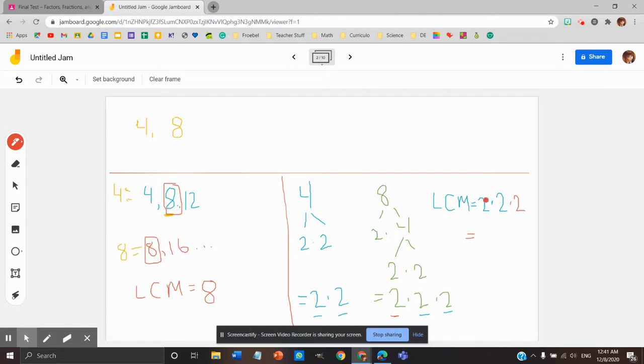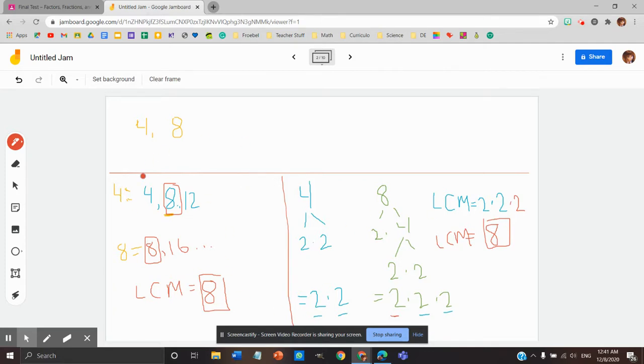And I'm going to be left with 2 times 2 times 2. And how much is 2 times 2? 4 times 2, 8. Therefore, my least common multiple is 8. You see? It gave us the same exact answer.